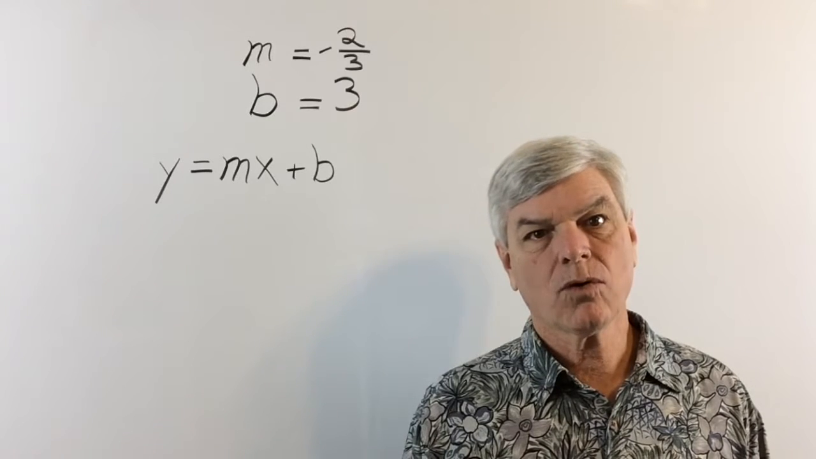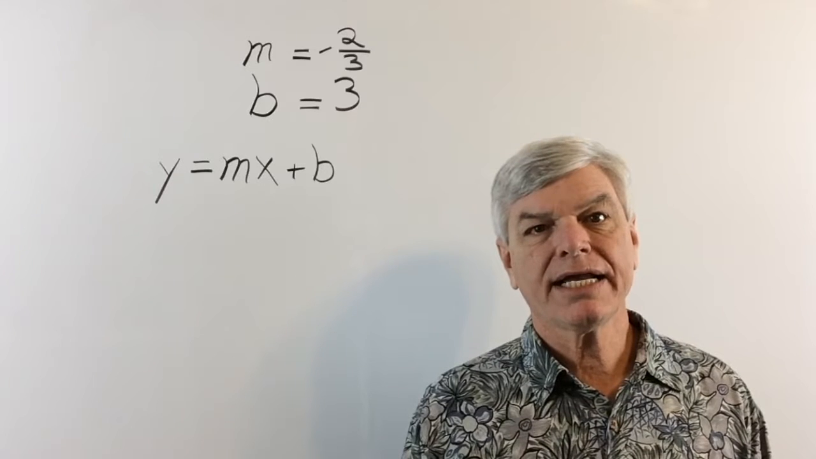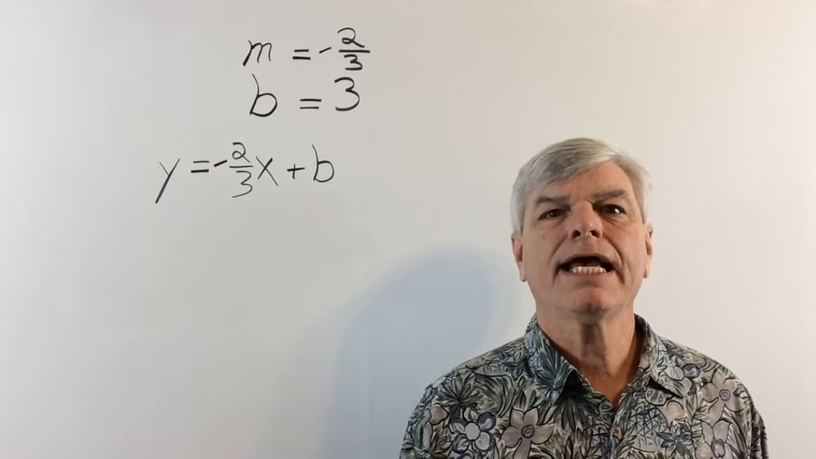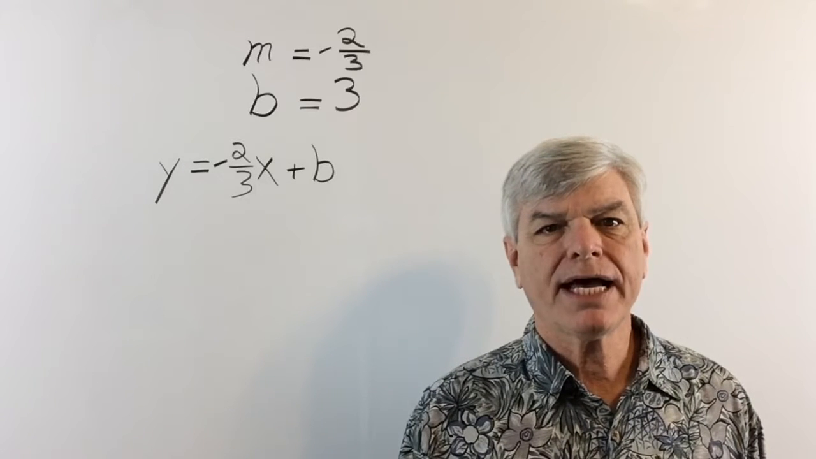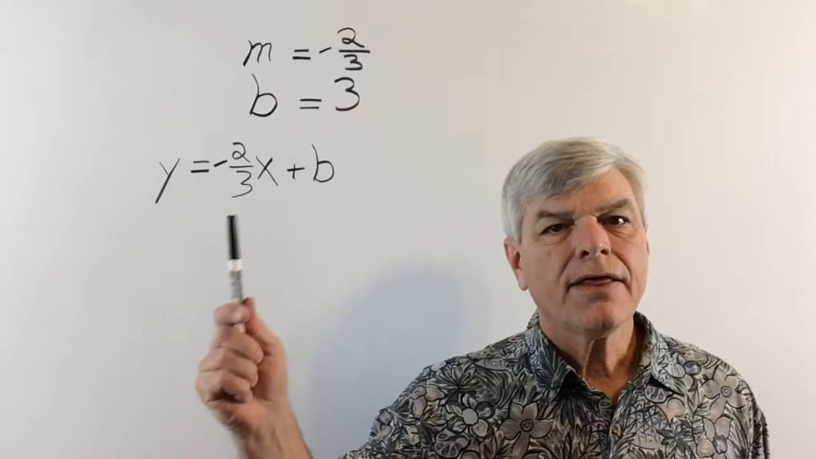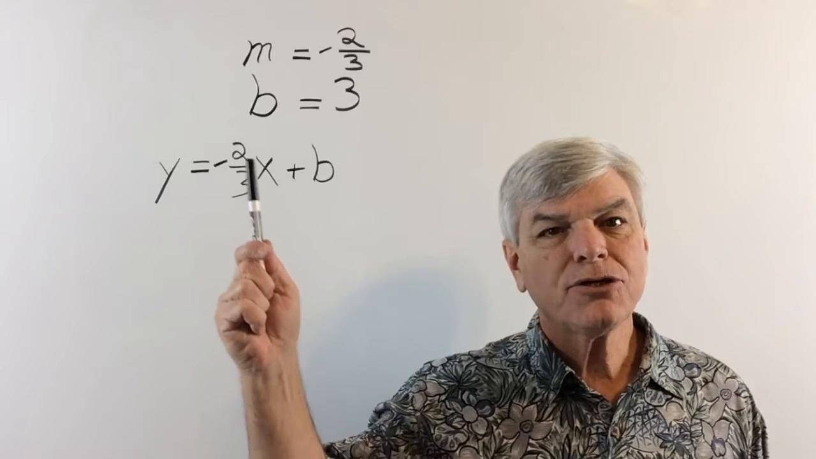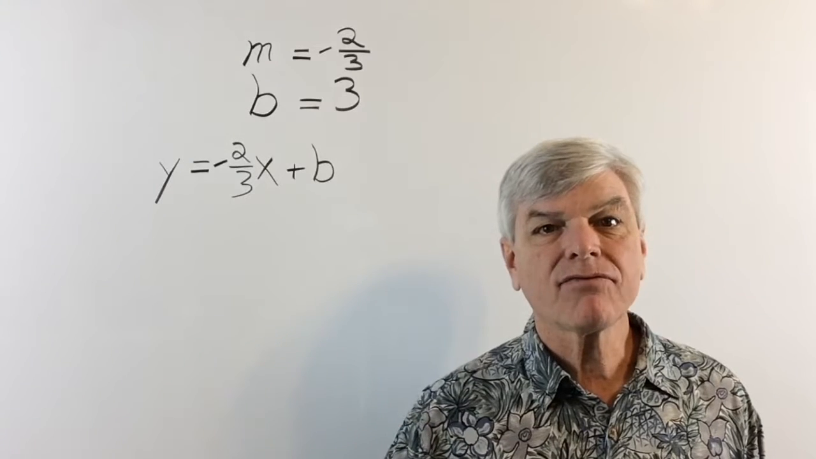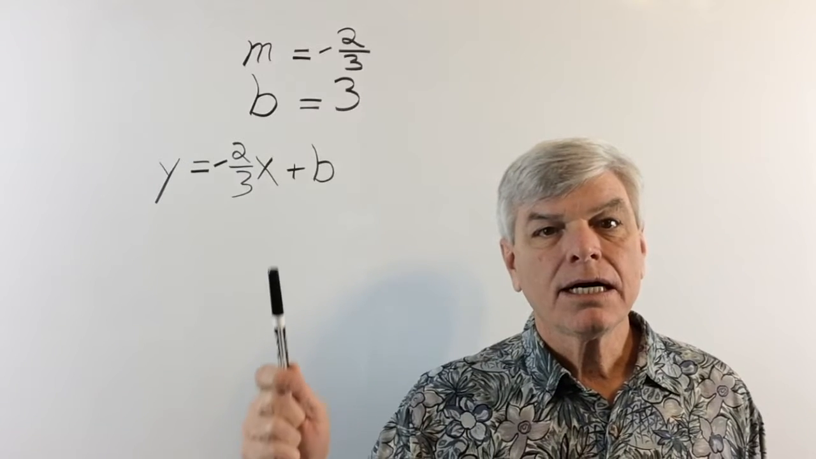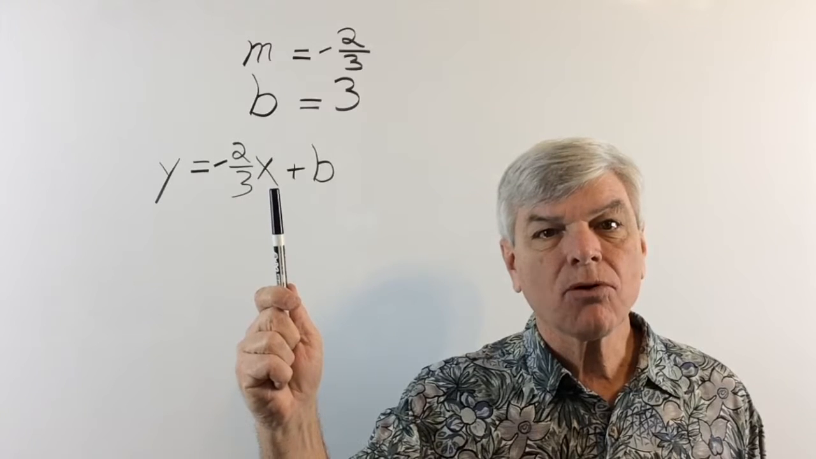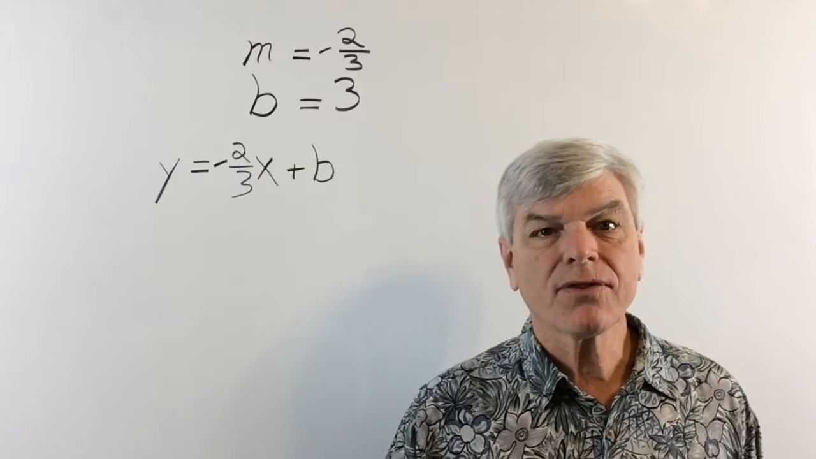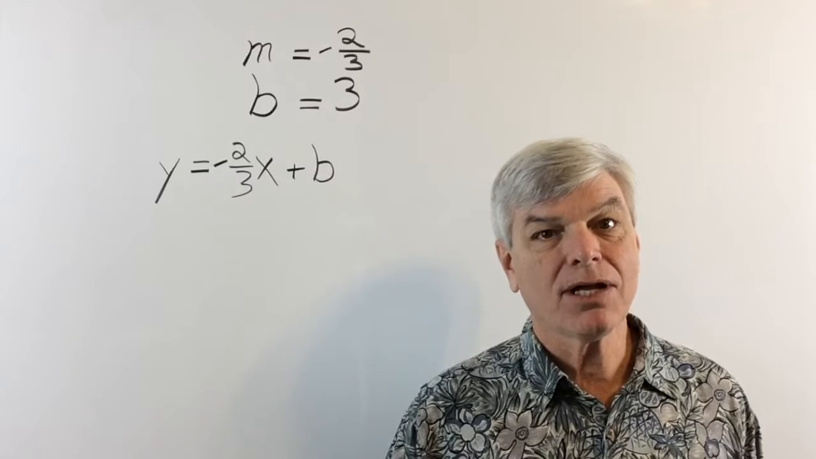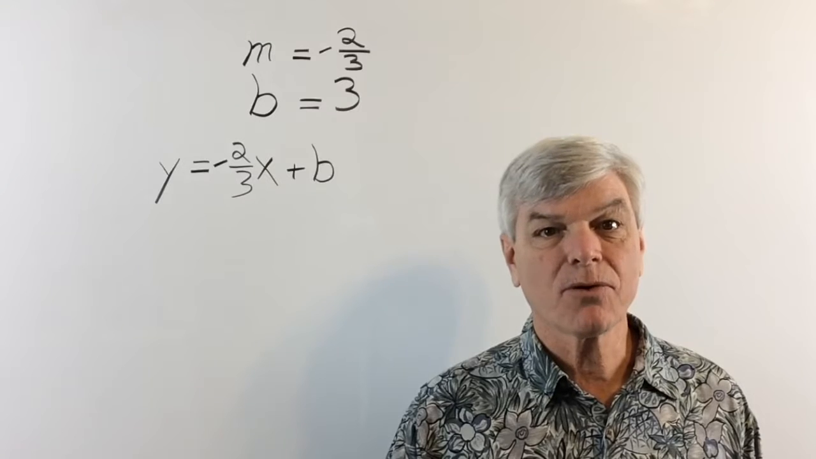Y we're going to leave alone, of course. Let's plug in that -2/3 for m, like that. And let me tell you something about that x. That x belongs to the numerator. Now it's okay to put the x right in the middle of a fraction like you see here, but quite often I see students pull that x all the way down to where the 3 is. That is not correct. It does not belong to the denominator, it belongs to the numerator.